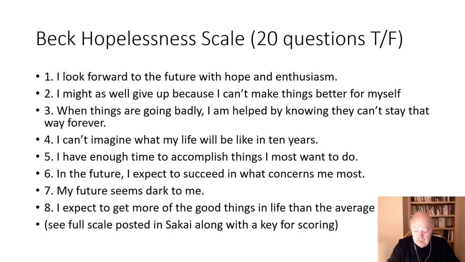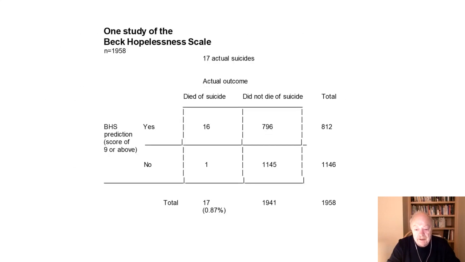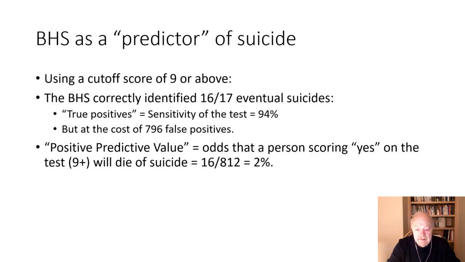And if you look back at the graph, it would be reading across the top, and we'd find that it's 16 people who died of suicide as compared to 812 who also scored 9 or above, but who did not go on to die of suicide. So in other words, you're sitting with a client, you administer the Beck Hopelessness Scale, they score 9 or above, and the probability that that person actually will go on to die of suicide is 2%. Not very helpful, right? 2%.